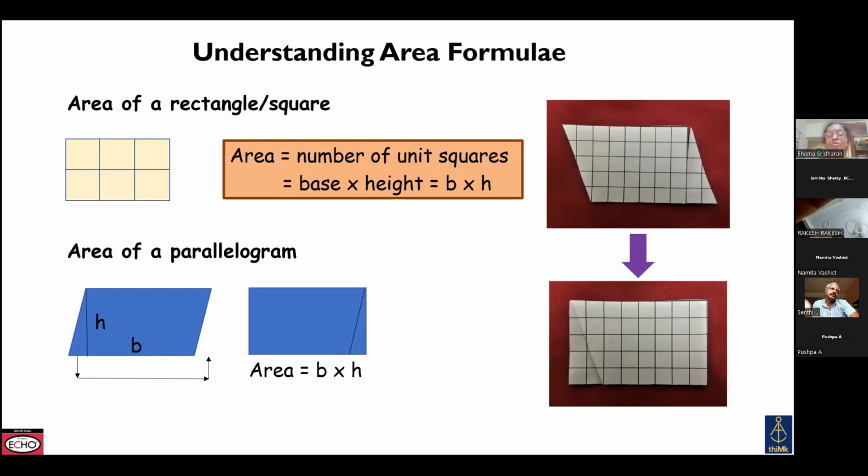And so now that the children have understood the area of a rectangle, how it came about, for the rest of the different 2D shapes, they don't have to memorize the area formula, right? So how do you find out the area of a parallelogram? You can just cut out one edge, make it perpendicular, and if you add it to the other side, you get a rectangle from a parallelogram. And so that's why the area of a parallelogram is also base into height. And that's why the height has to be the vertical height and not the slant height.